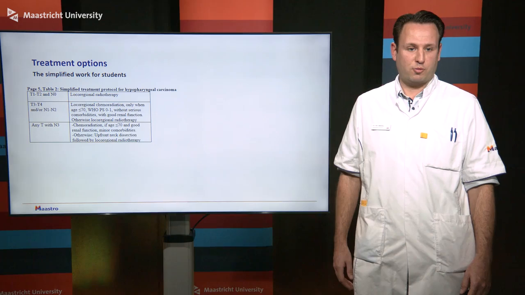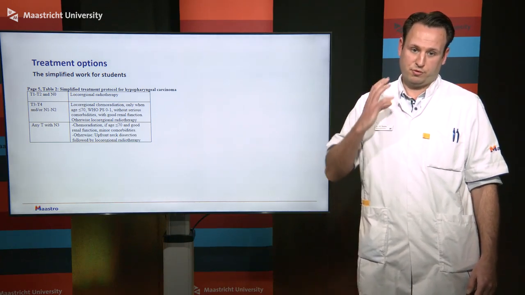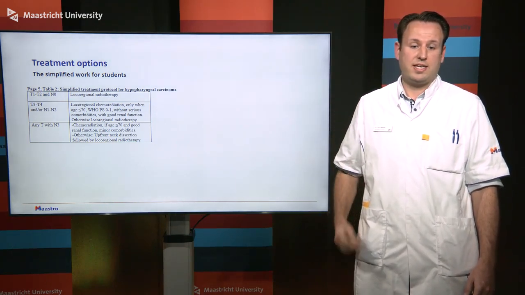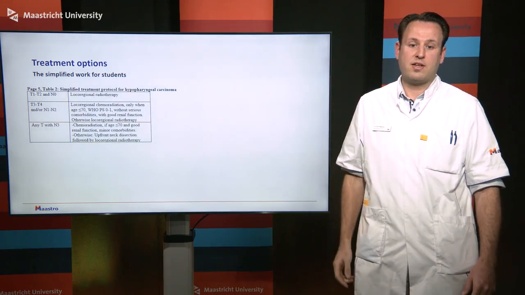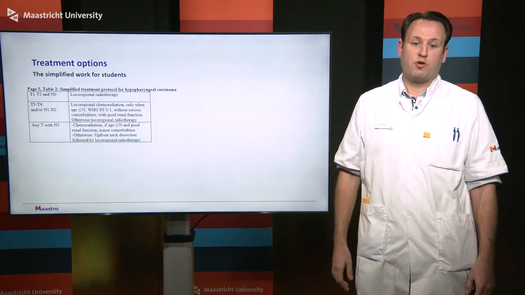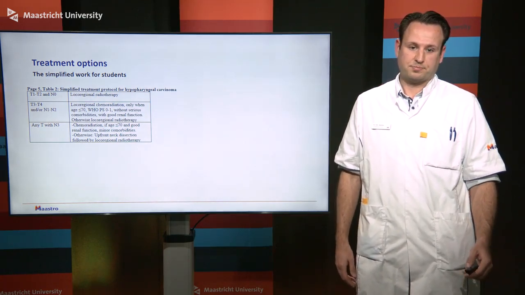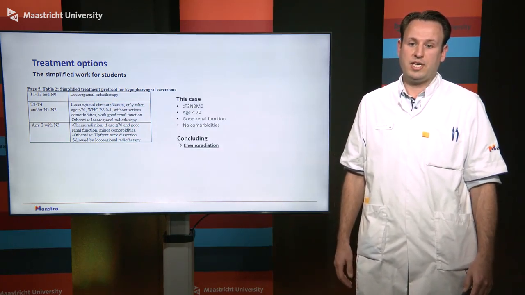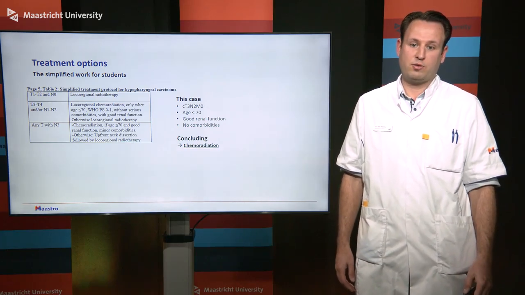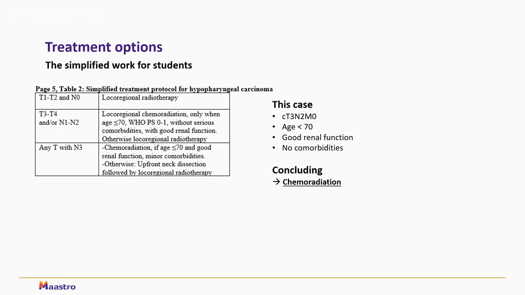And then we want to perform surgery up front. So first remove the lymph nodes, the entire neck is operated, and then afterwards we can perform local regional radiotherapy to try to cure this patient. So in this case, T3, N2, M0, age below 70, good renal function and no comorbidities, then we have chemoradiation as the first treatment choice to present to this patient.